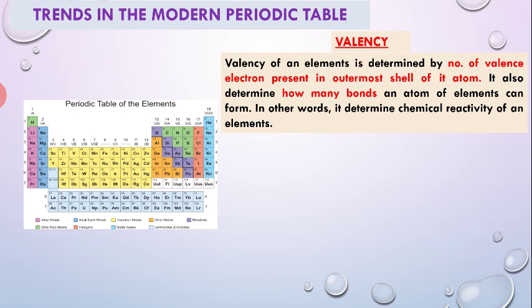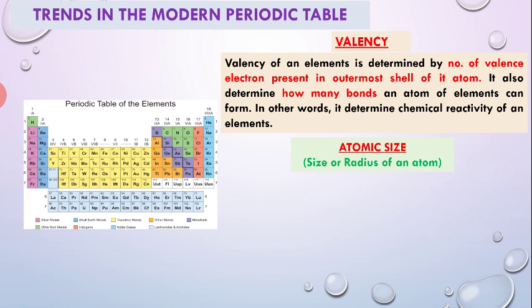So what is valency? Valency tells us the number of bonds a particular atom of an element can form with other elements. In other words, we can say valency is the number of electrons present in the outermost shell of the atom. And what is atomic size?